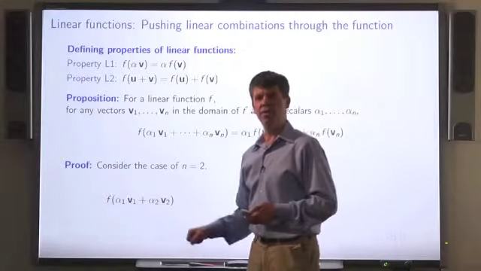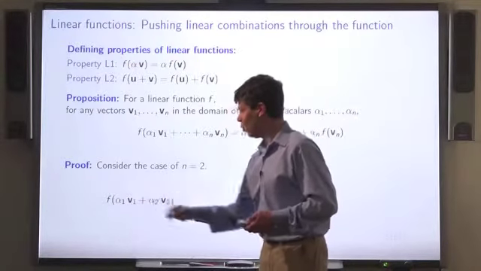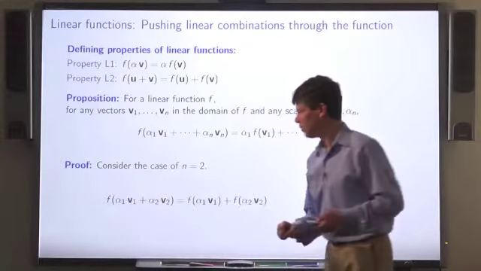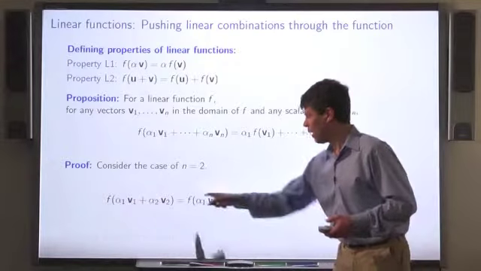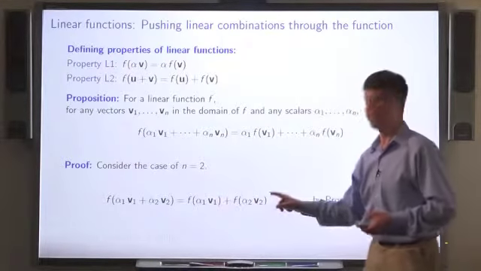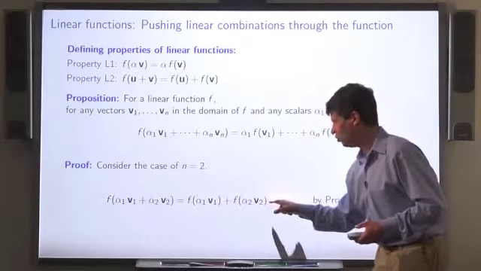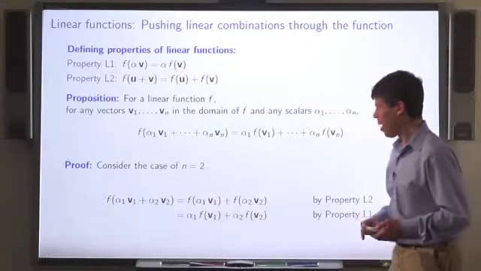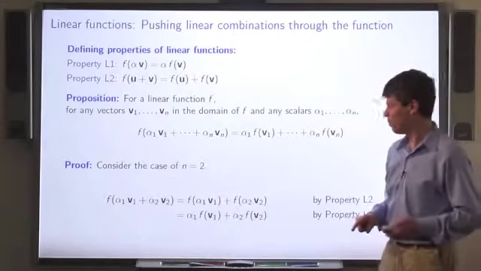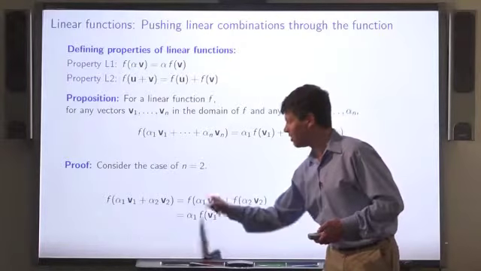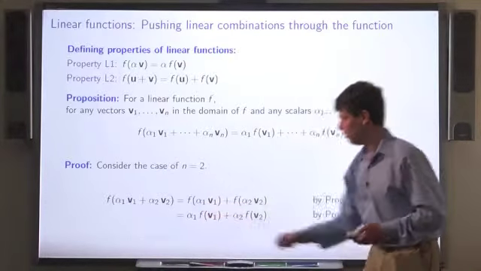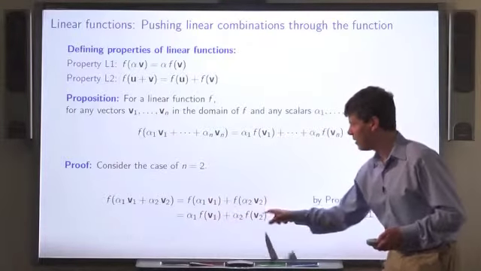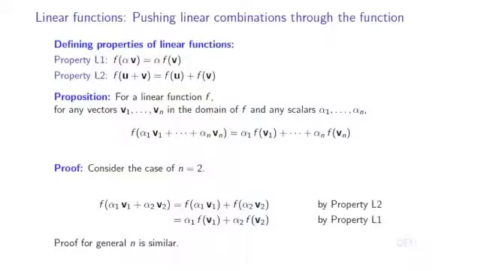When we apply f to the linear combination alpha 1 v1 plus alpha 2 v2, by property L2, we can split up the sum. So that's equal to f of alpha 1 v1 plus f of alpha 2 v2. And then by property L1, we can move the coefficients outside. So this is equal to alpha 1 times f of v1 plus alpha 2 times f of v2. And the proof when n is greater than 2 is similar.